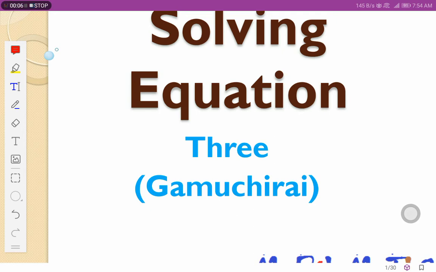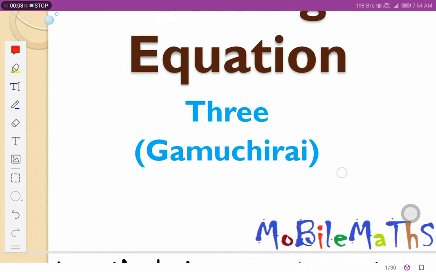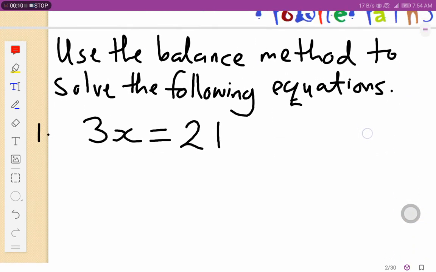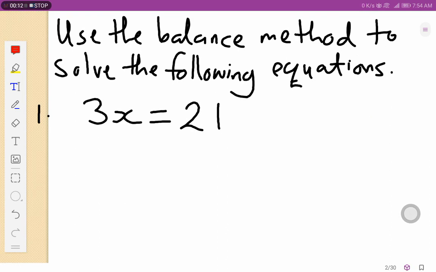Today I want us to look at solving equations. This time around we've got a specific instruction: use the balance method to solve the following equations. So we are going to specifically use the balance method only.